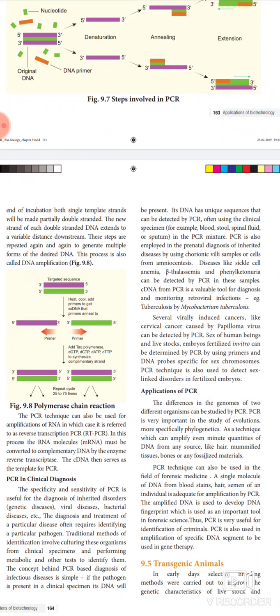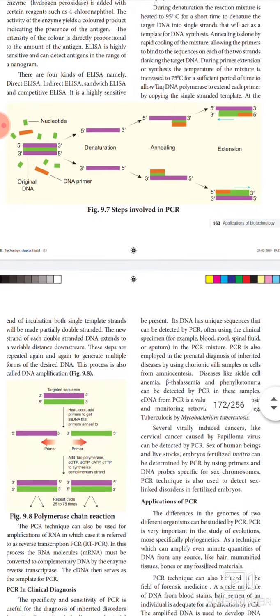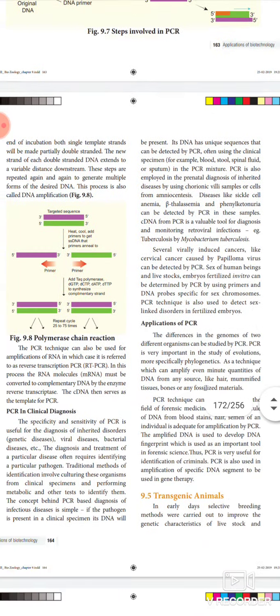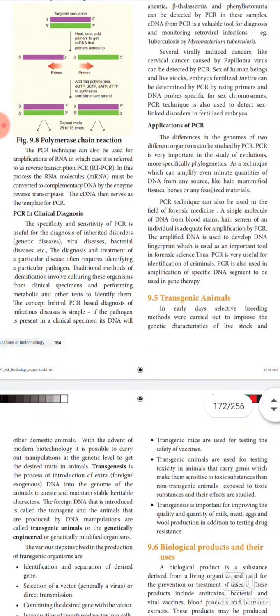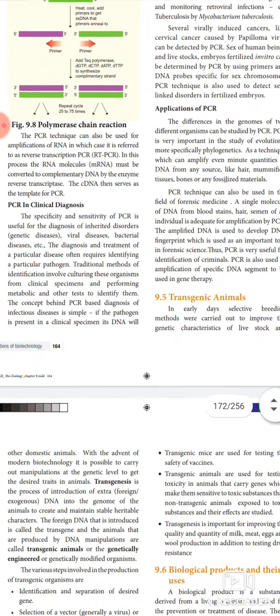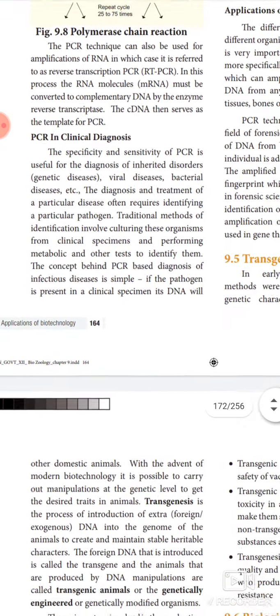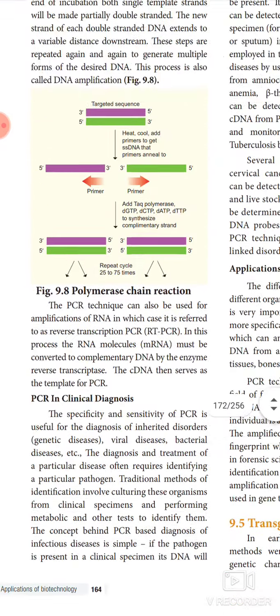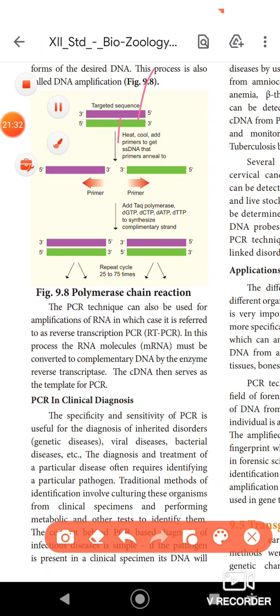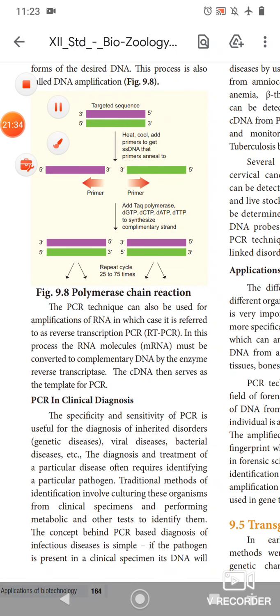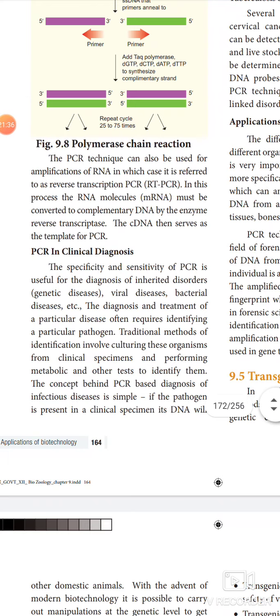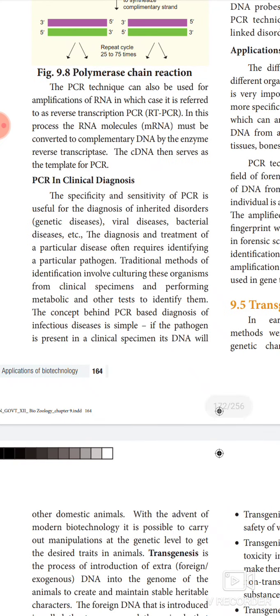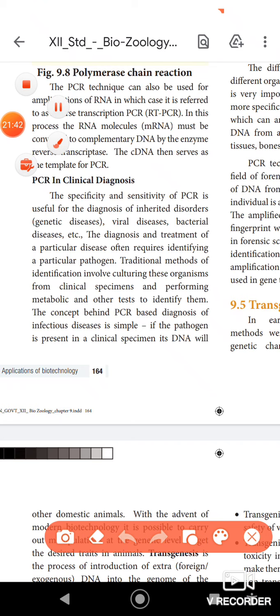And now, what is the importance of the polymerase chain reaction? What is the importance and what is the application of the PCR? That is what we are going to study. This picture is not given in your book, it is a deleted portion. So we directly move on to the PCR in clinical diagnosis. What all can be diagnosed?